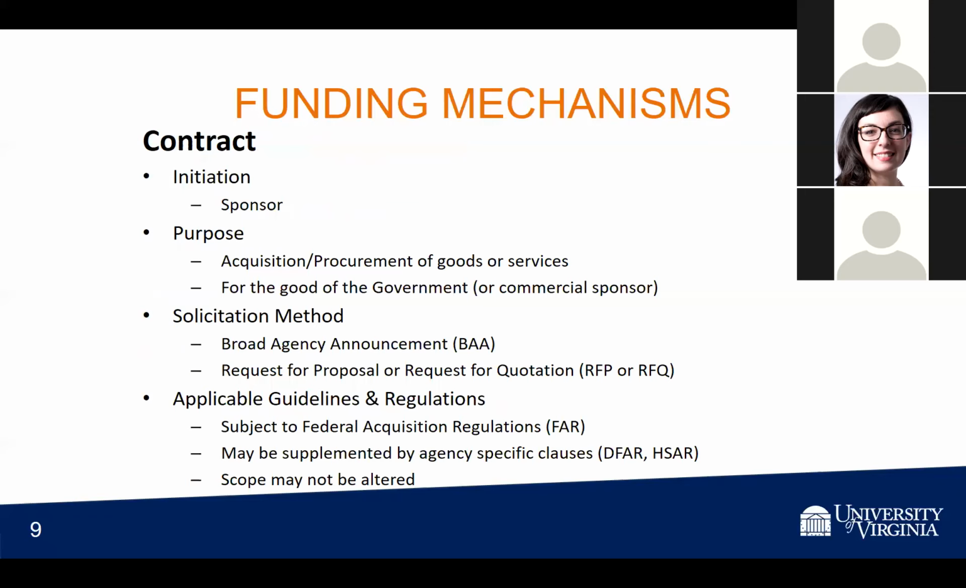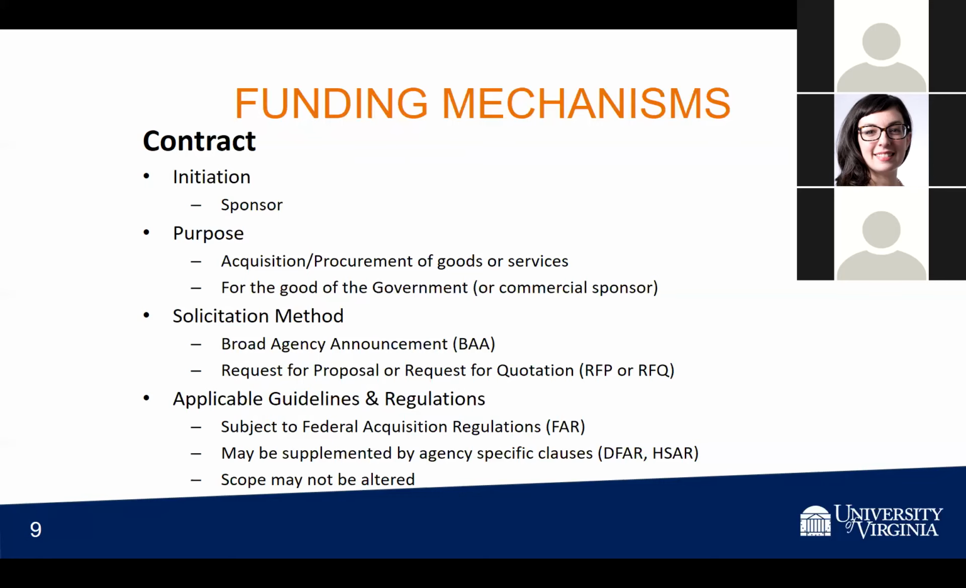And that takes us to the federal contract, which is fundamentally different in several of these categories, as we'll see in a second. Now, the initiation is typically by the government, by the sponsor. The purpose, you'll note, is entirely different. The purpose is the acquisition or procurement of goods or services. So the federal government is seeking to acquire, procure, purchase something, goods and services, and you'll see the other note here under purpose, for the good of the government.